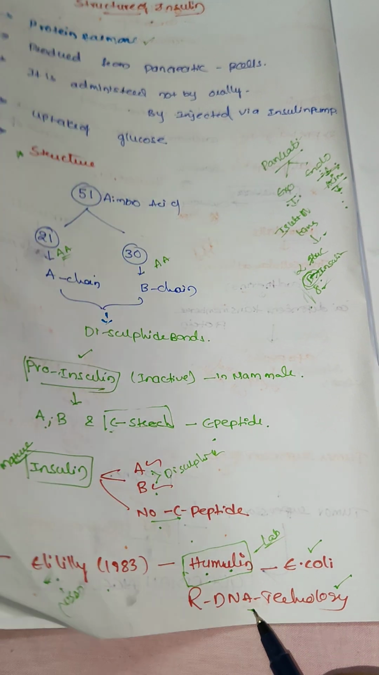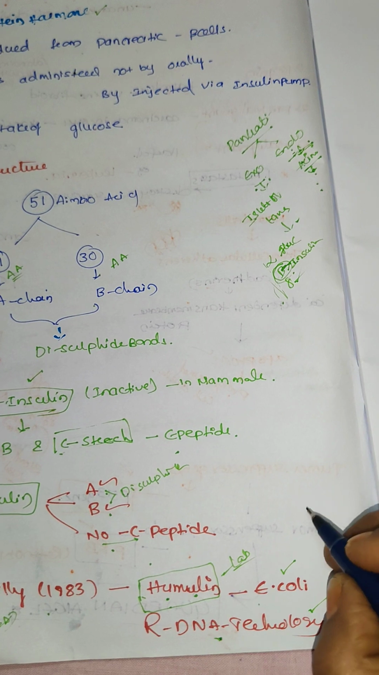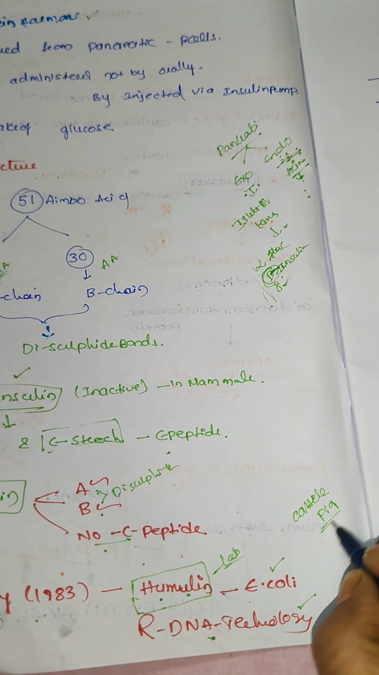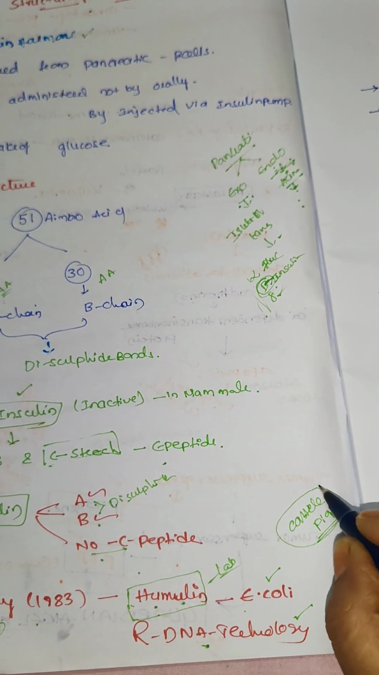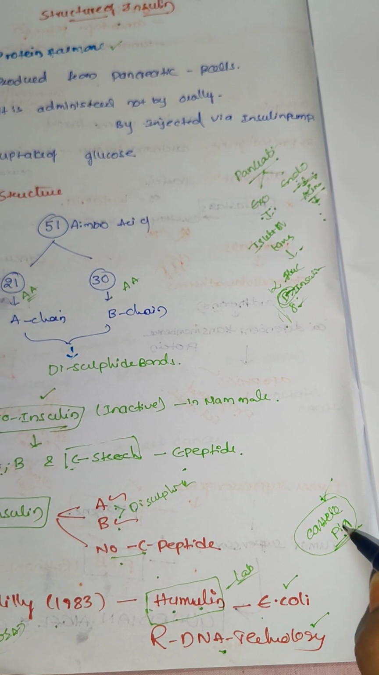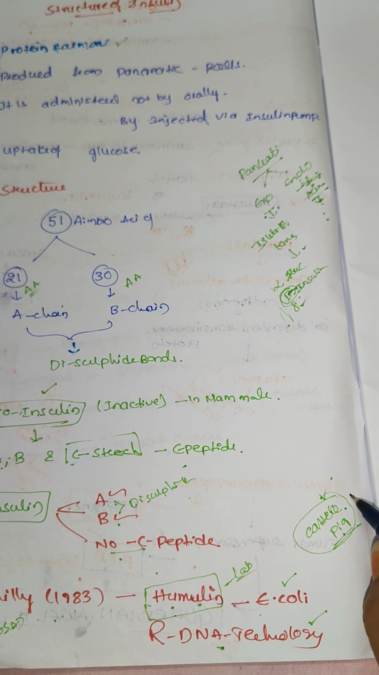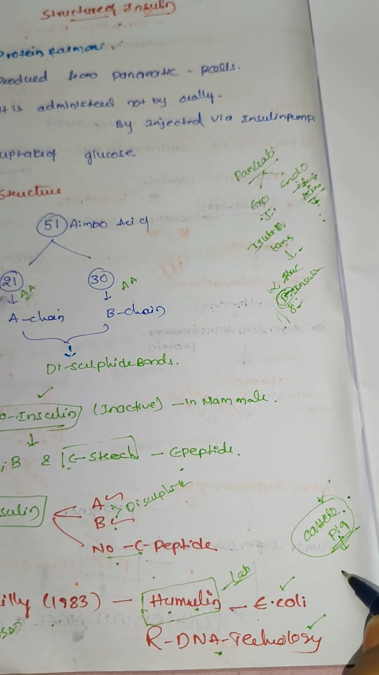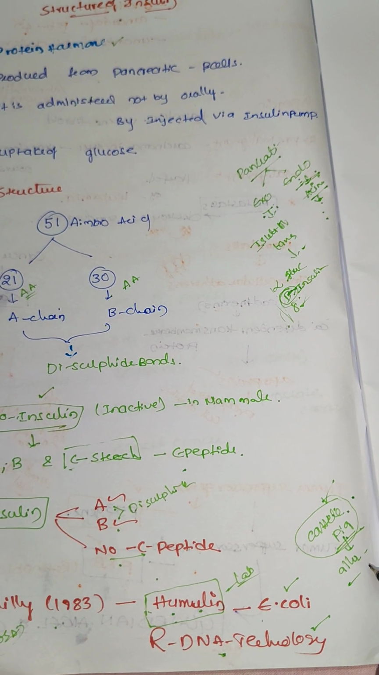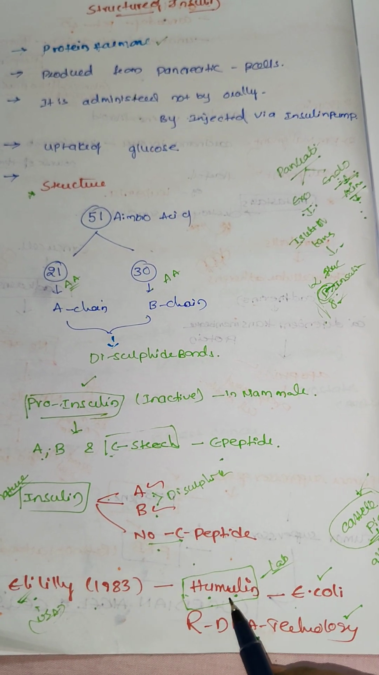Before rDNA technology, they prepared insulin from cattle and pig. It was prepared from the pancreatic cells of cattle and pig, but these two are non-human pancreatic cells. That is why they showed allergic reactions, and also it is very costly. So that is why it is prepared with the help of rDNA technology as Humulin.